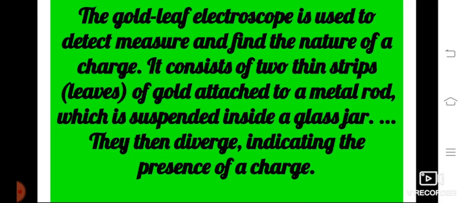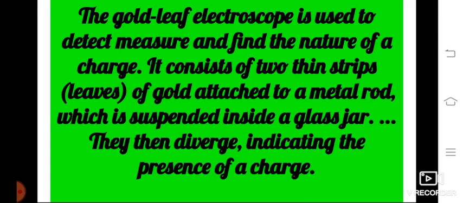With the help of the gold leaf electroscope we can easily find these things out. The gold leaf electroscope is used to detect, measure and find the nature of a charge. So what type of charge is it? When the same charges are there, what will happen? It repels. So we can identify the same charge.